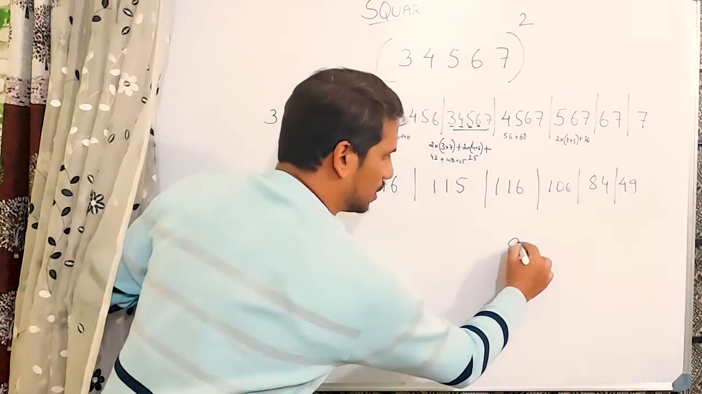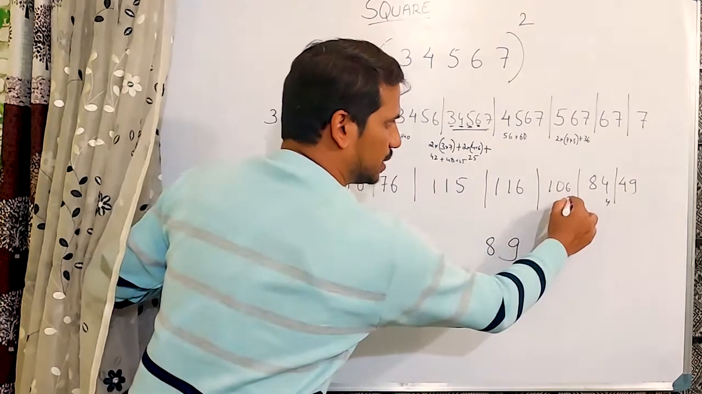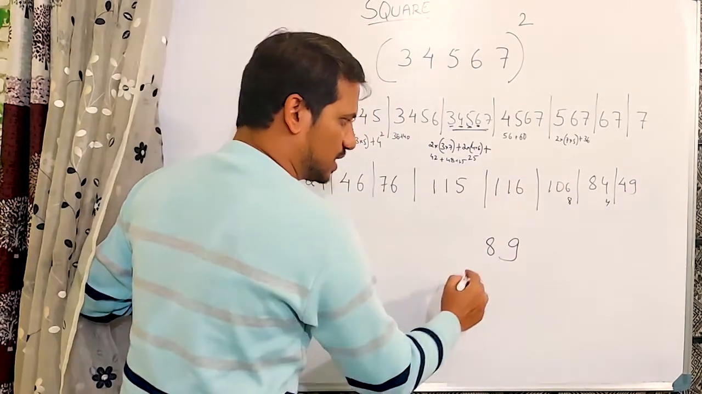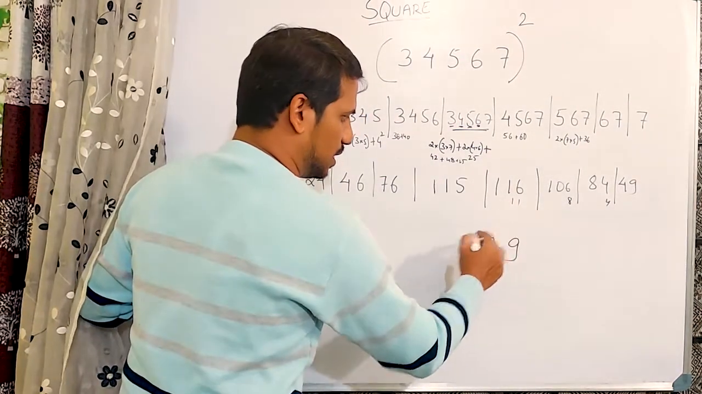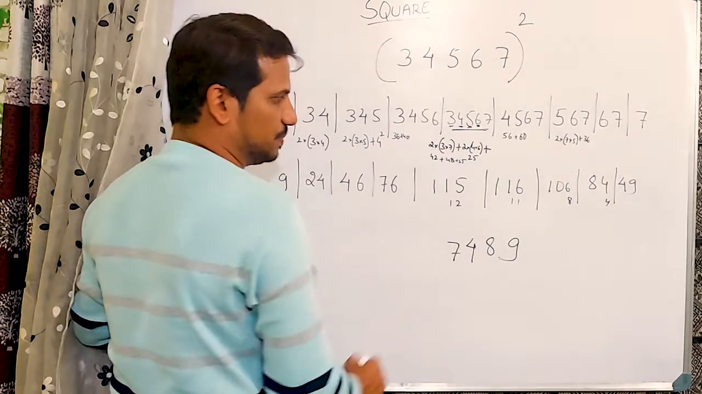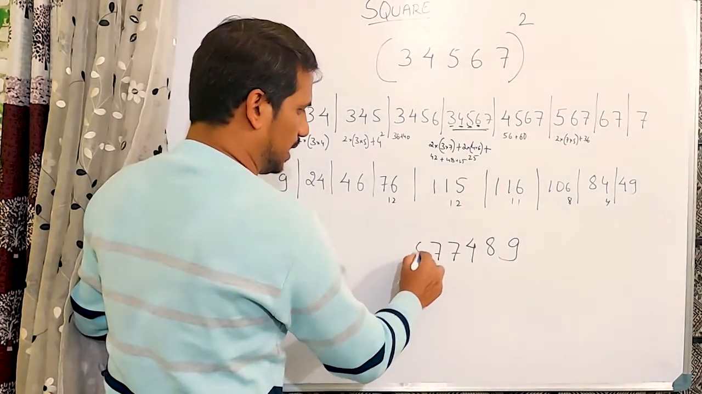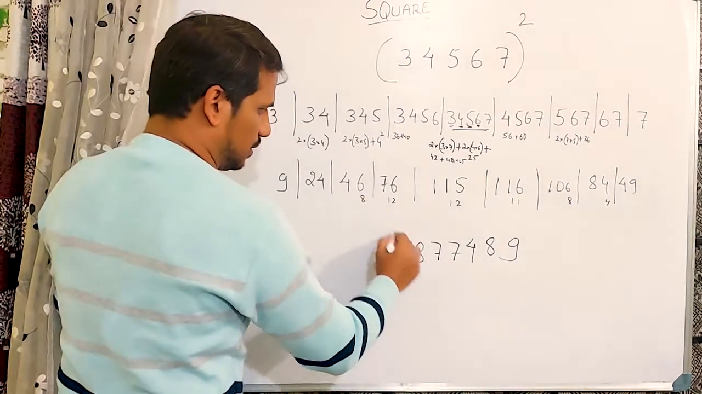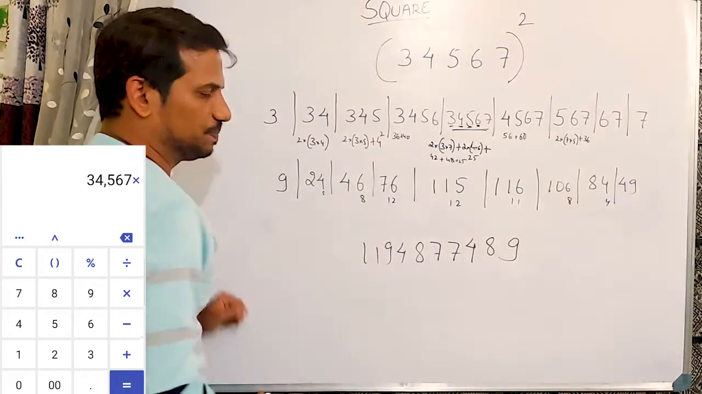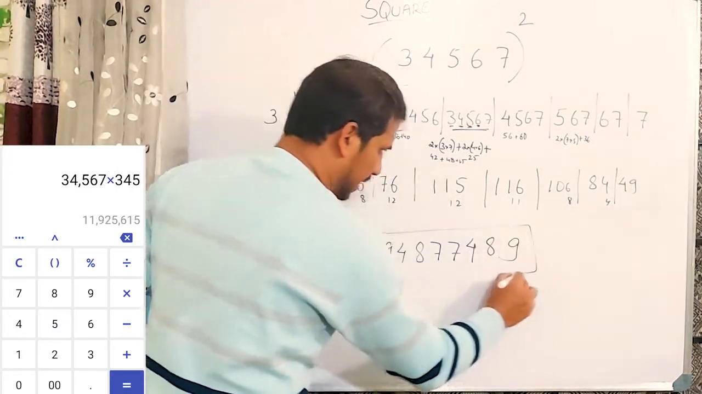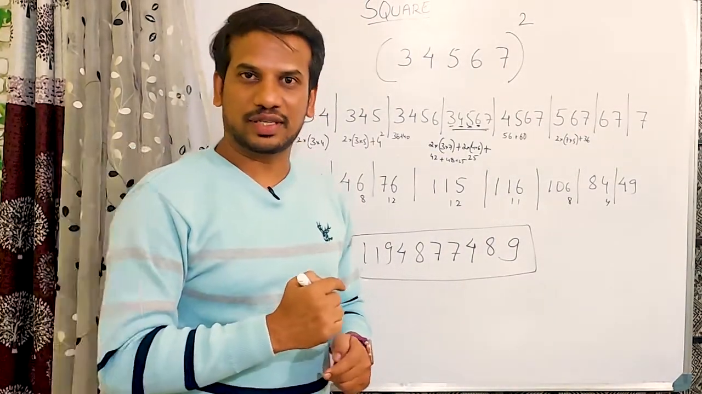So 9, let's take down 4 here, 84 plus 4, 88, 8 here and 8 here, 106 plus 8, 114, 4 here, 11 here, 116, 7 here, 12 here, again 7 here, 12 here, so 8 here, 54, 5 here, 9 and 1. So this is the final answer. Don't you feel this is pretty easy compared to the other tricks?